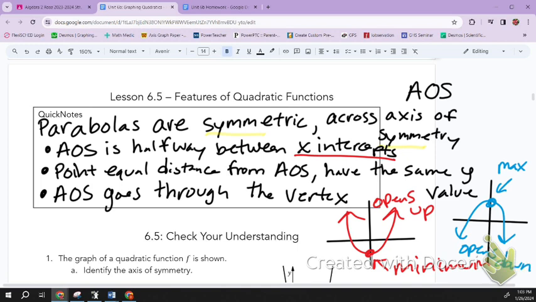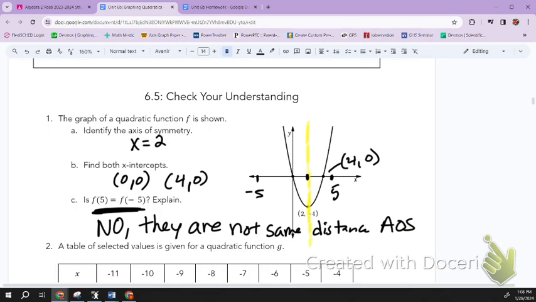I'd like you to try number 1 with your group, and then we'll check in. Is anyone still writing before I erase? Okay. Are we okay with that? Now we're going to do it in a table.